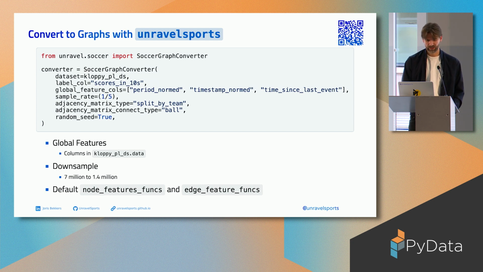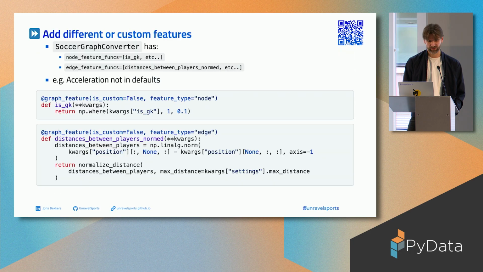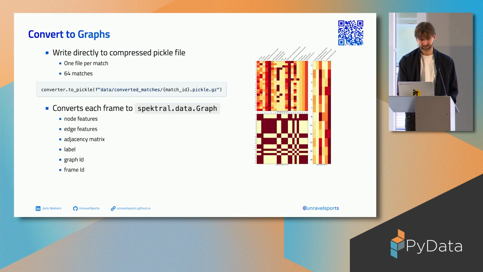And then we have functionality to add our own node feature functions and edge feature functions. Those are currently set to default, but if you want to add other stuff, you can define your own functions and you can pass them to the graph or the soccer graph converter. For example, we found in our research that acceleration wasn't really helping the model learn anything. If you want to try it and add it, you can define your own, let's say, node feature function or edge feature function and pass it to the graph converter to add that as an option.